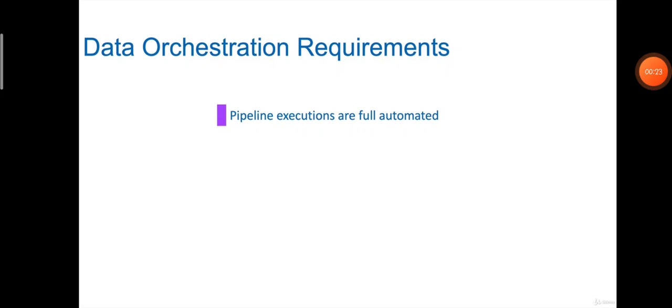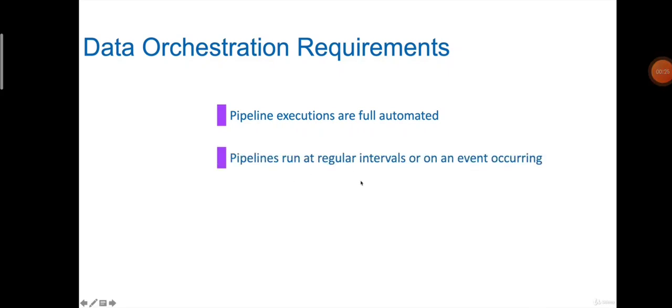Firstly, we want our pipeline executions to be fully automated. We do not want to be manually triggering the pipelines like we did during development. Second, we want our pipelines to be running at regular intervals at which we expect the new data to arrive, or when an event has occurred, for example, a new file has arrived for us.